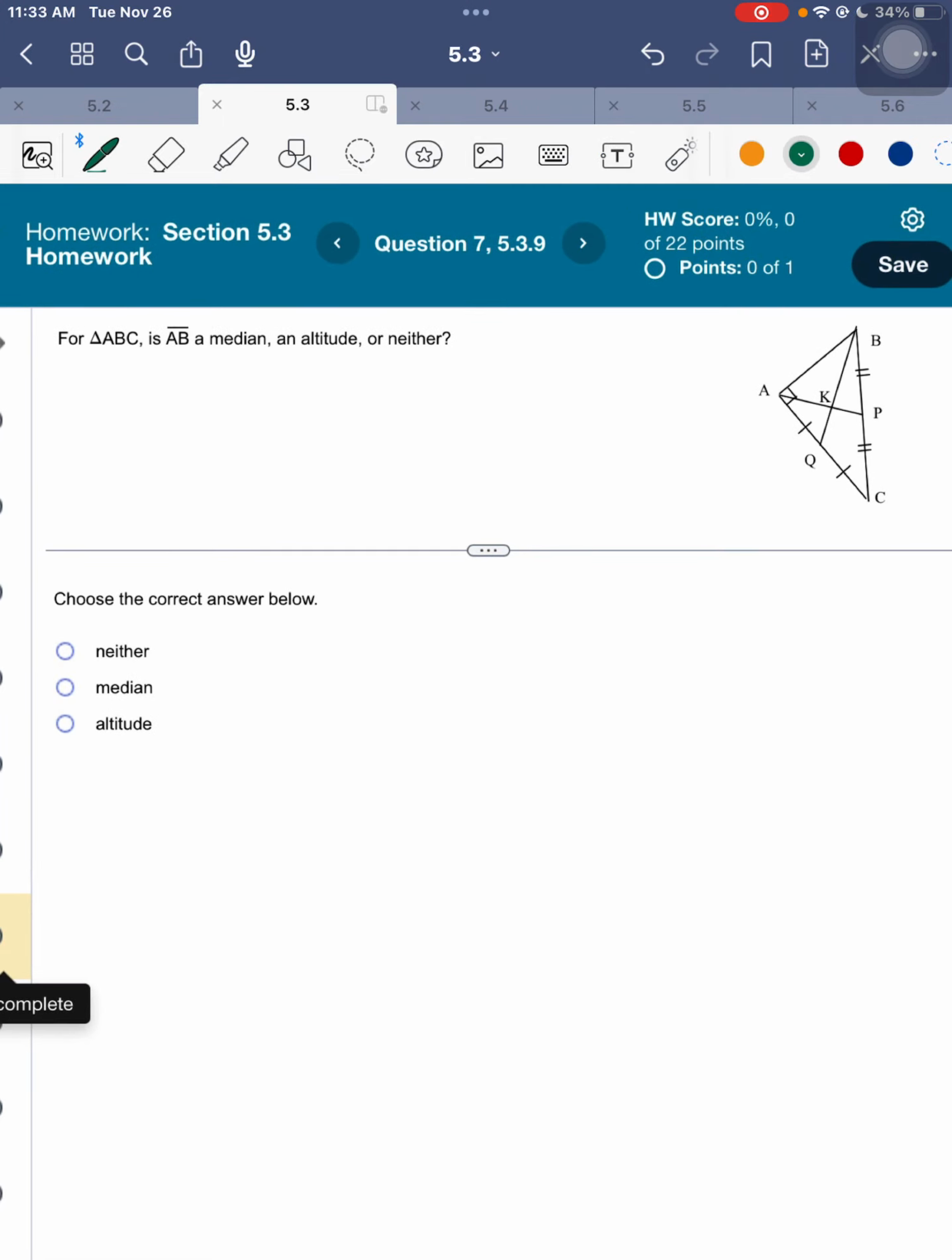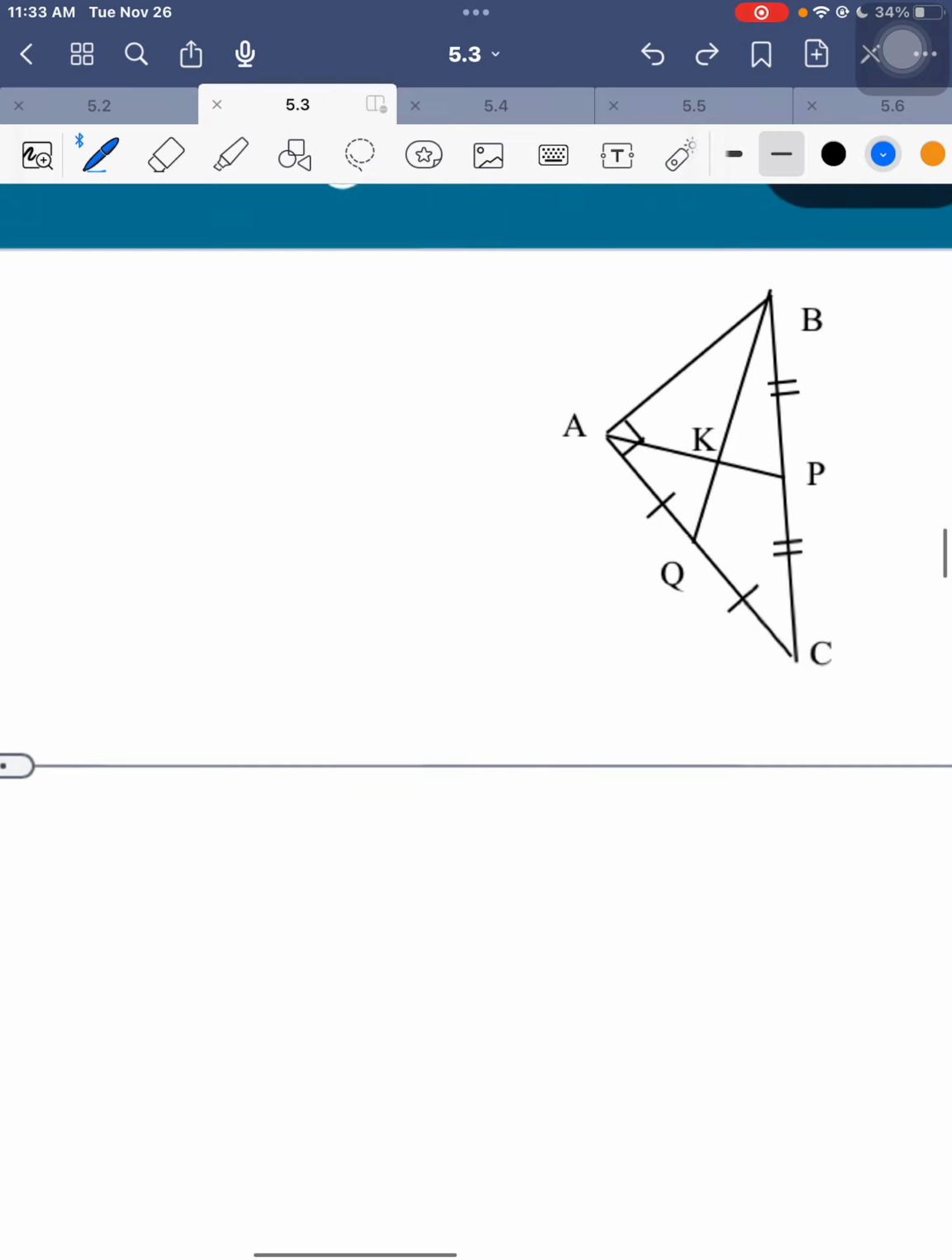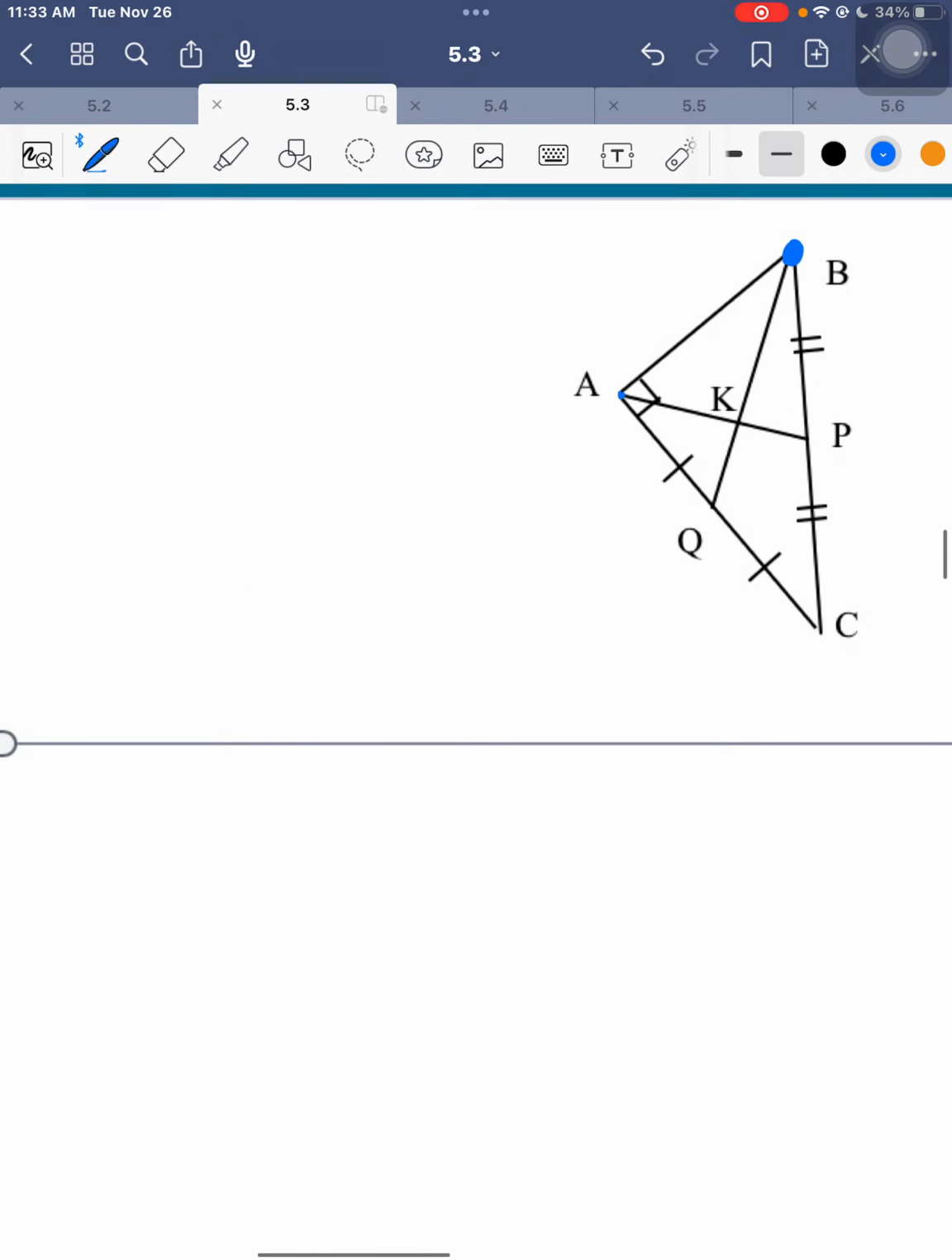So let's take a look at this. For triangle ABC, is AB a median, altitude, or neither? So let's look at AB. Well, what do I know about AB? I know that it's a line segment. Where does this line segment start? Well, you could either say A or B, but let's just say B for now. Let's say it starts at B, right? A line segment can start anywhere, right? But that's not the point. So let's say that I'm looking at my BA, correct?